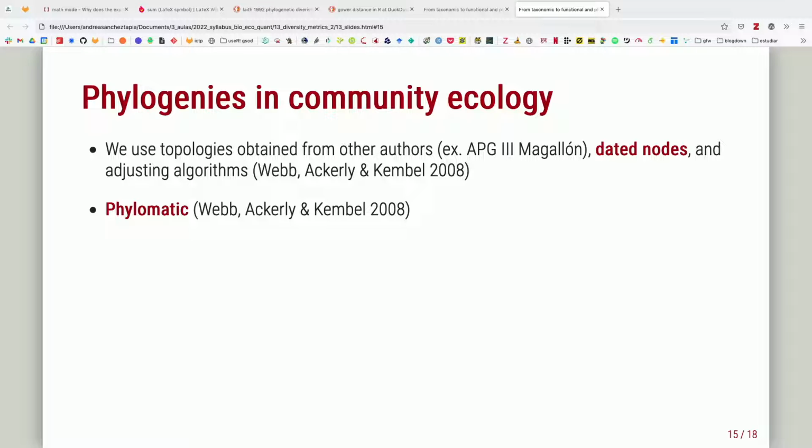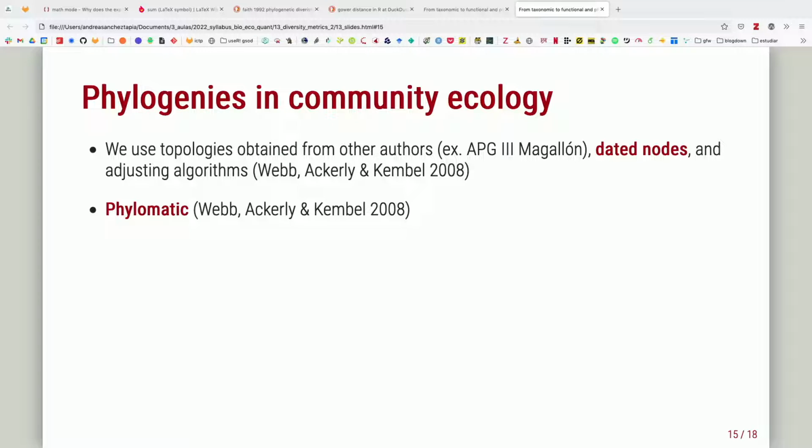In community ecology, I don't know if we have bioinformaticians here. Sometimes when people work with genomic and genetic data, their work is creating the phylogenies, and taxonomists do create their own phylogenies. But when we are in community ecology, most of the time we don't create them. We don't even have the funds to do the molecular part to create a phylogeny that is related to what we are seeing in the field.